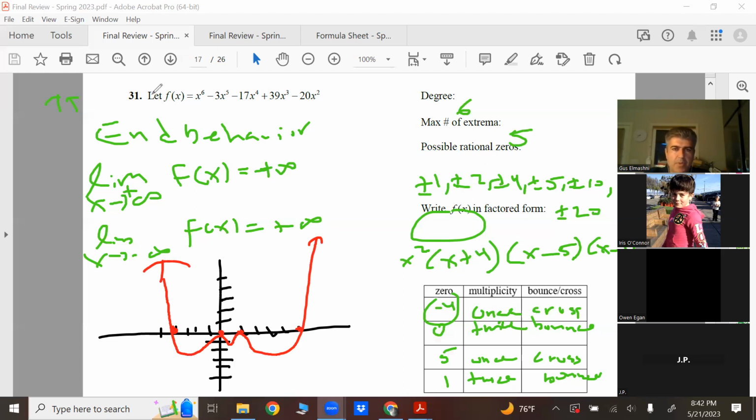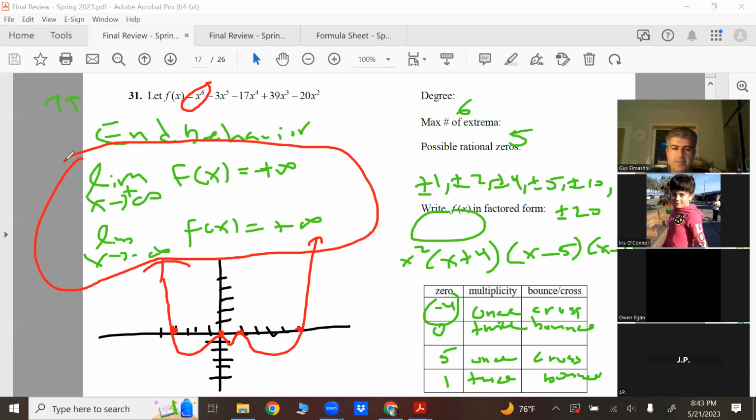Okay, so that's 31. Wait, how do we know the end behavior? Because of the even degree. Look at the leading term. If it's even degree, it's facing up. Both are pointing up. Think about it: if you're plugging in a positive number for x, overall y is going to be positive because x to the 6th is more dominant than the other terms below it. And if you're plugging in a negative number, raising a negative number to an even exponent just gets more positive also. So you would write f of x goes to positive infinity. Yep, exactly.